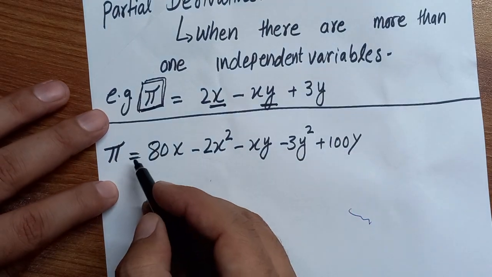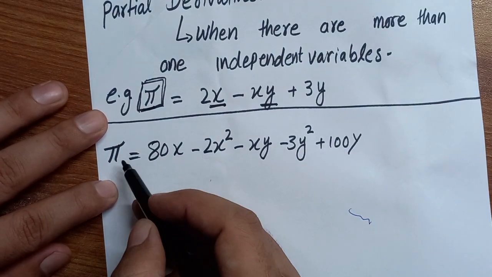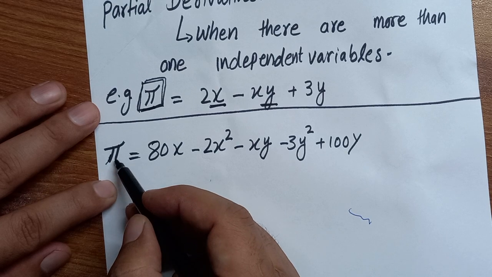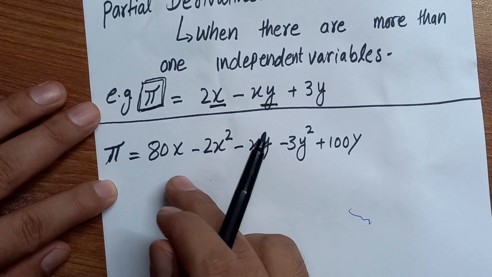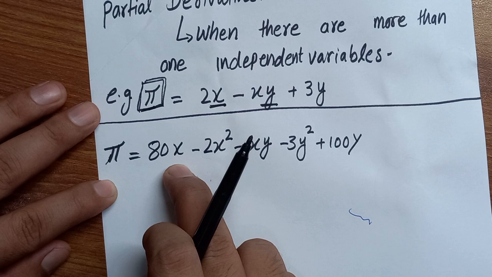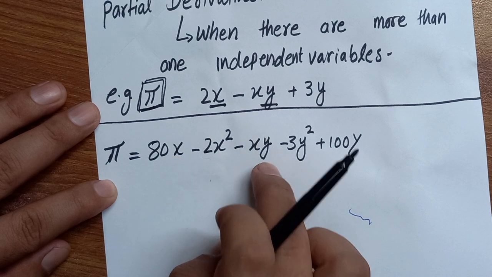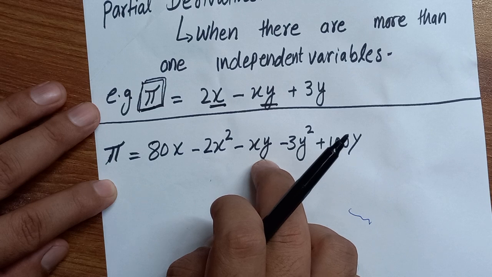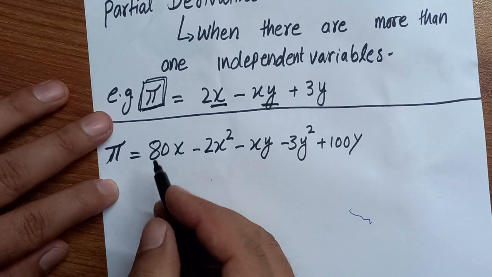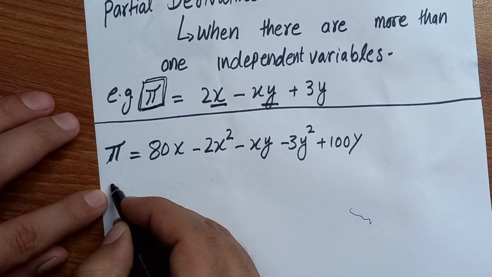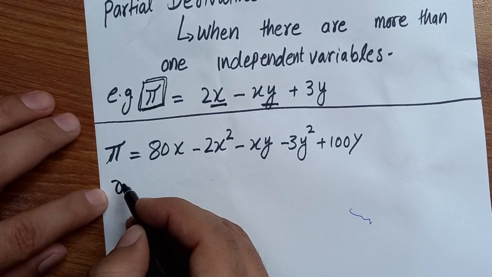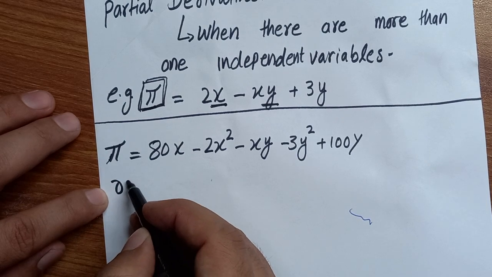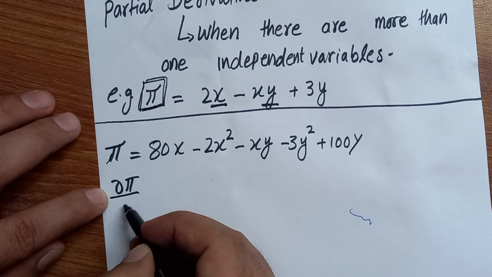Here we have an equation in which we are going to find the profit, but the equation contains two independent variables, one is x and one is y. So now we will use partial derivatives. We use this simple notation, and this is the partial derivative of profit with respect to x.